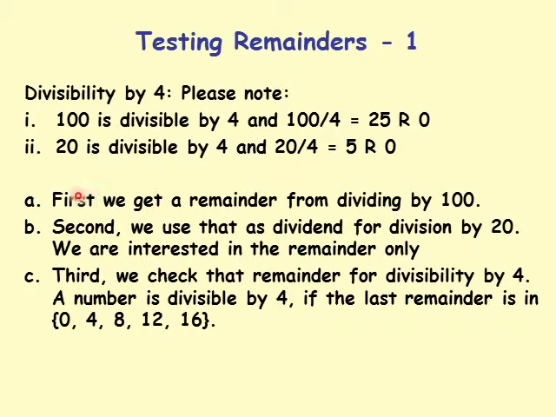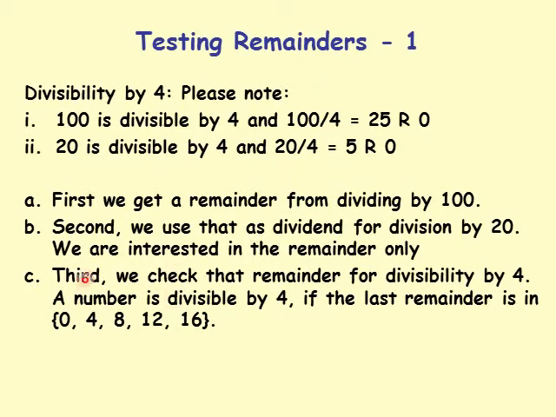So first I take away all the hundreds and keep the remainder. Then from that remainder I take away all the 20s I can and keep the remainder, discard the quotient. And then I see whether the remainder from the second step is in 0, 4, 8, 12 or 16. Or I can take away all the 4s from here and get a 0.